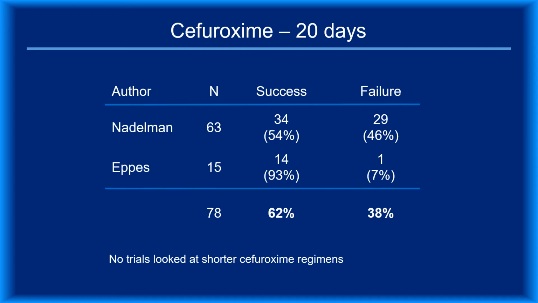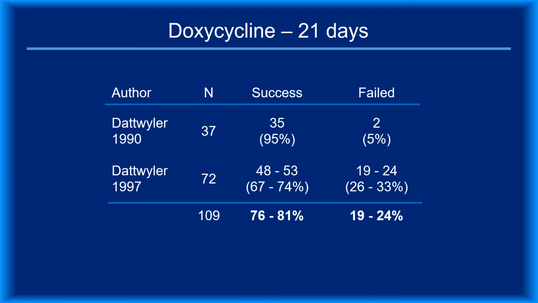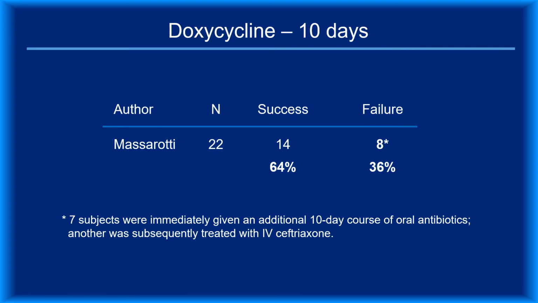2 studies investigated the use of 20 days of cefuroxime, 250 milligrams twice daily. Treatment was successful in 62% of the 78 subjects. 2 studies examined the use of doxycycline, 100 milligrams twice daily for 21 days. This regimen was effective in roughly 80% of the subjects. Only one U.S. trial investigated a 10-day regimen of doxycycline.